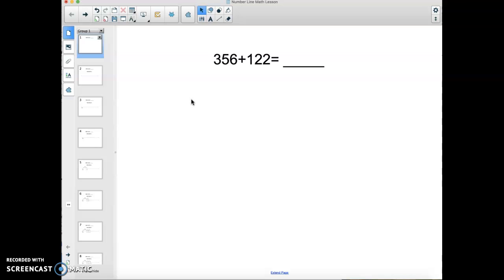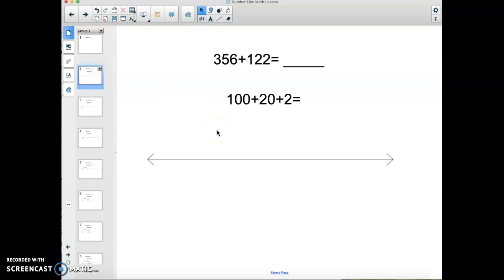So instead of having all the little markings for each number, we are going to be looking at the number line as kind of a whole entity to give us a visual model to help us solve this problem. So when we're looking at our addition, we are going to start with a larger number on our number line, and then we are going to focus on just adding 122.